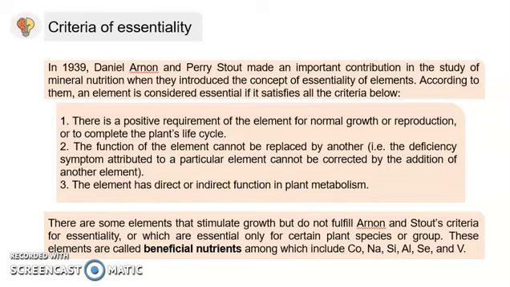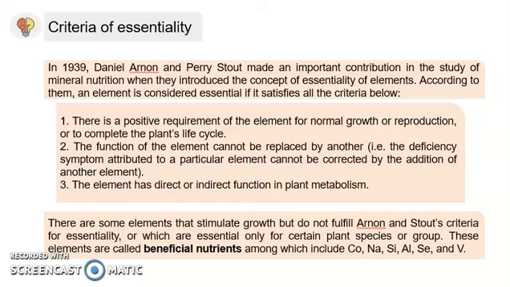Okay, what about those other elements that were not considered essential, but have their own relative or important function in the plant? Yes, there are some elements that stimulate growth. They contribute and have their own function, but did not fulfill Arnold and Stout's criteria for essentiality. So those nutrients are not considered essential elements, but are called beneficial nutrients.